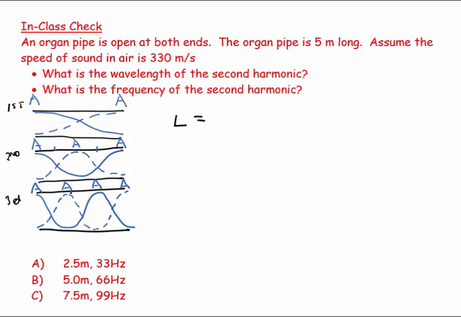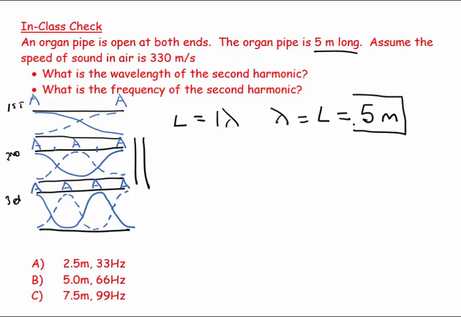I'm interested in my second harmonic. So for my second harmonic, this is an entire wavelength. So L is equal to 1 lambda. So lambda is equal to L, which equals, in this case, 5 meters. So there's my first bit.